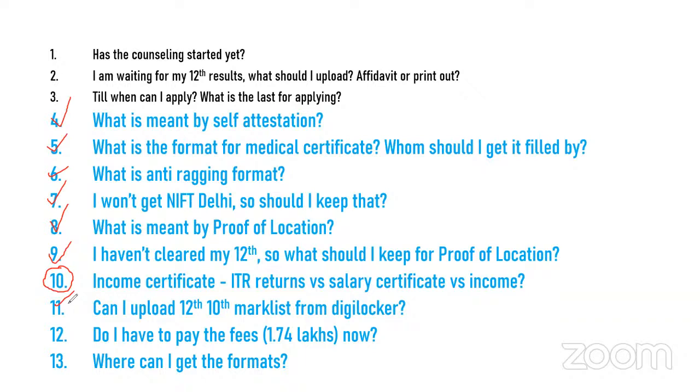Again, if you're uploading it from there, you won't be self-attesting it. So you'll have to take a printout of that, self-attest it, and then upload it. Okay. What if my income certificate has an annual amount of 4,80,000? Nothing is supposed to be done there. You just have to upload it. The thing is, you won't be eligible for the scholarship.